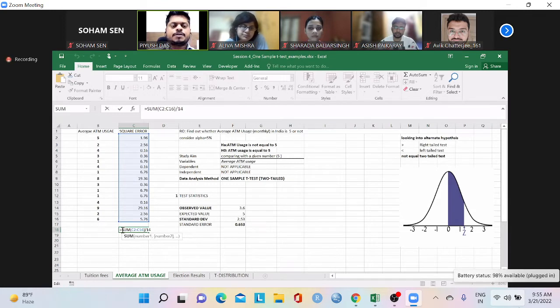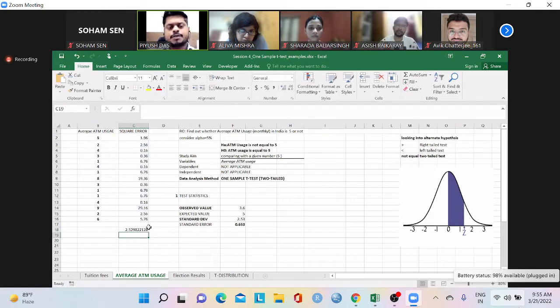Then what happens? I take the square root of this because I want to calculate the standard deviation, right? This will be your value which you just got from the formula, right? So you are the lucky batch. You have chosen for online, so you can just put a formula in Excel. You can find the value.